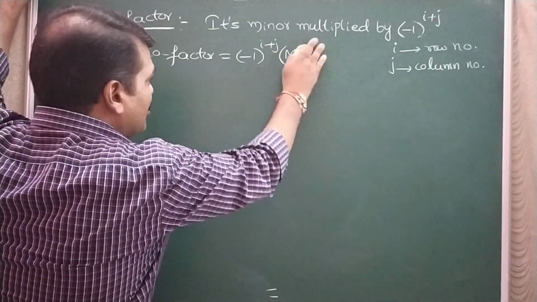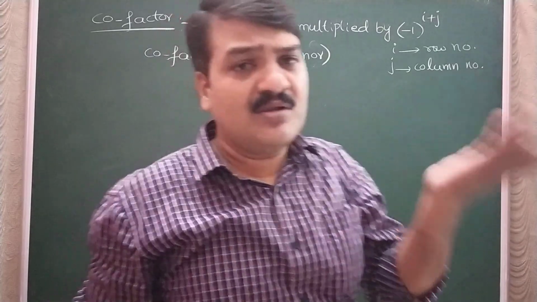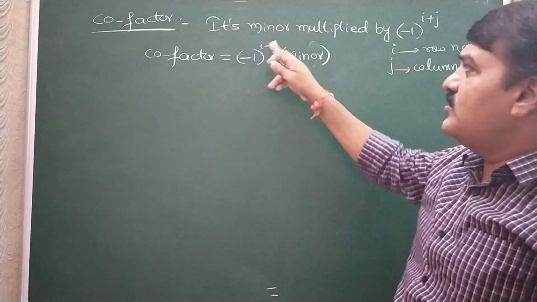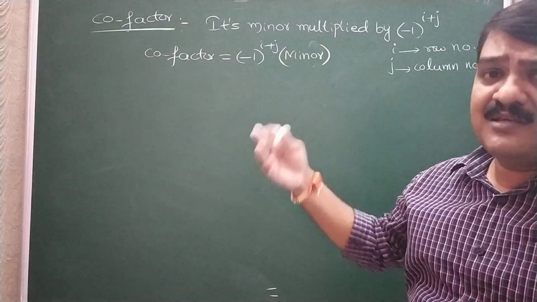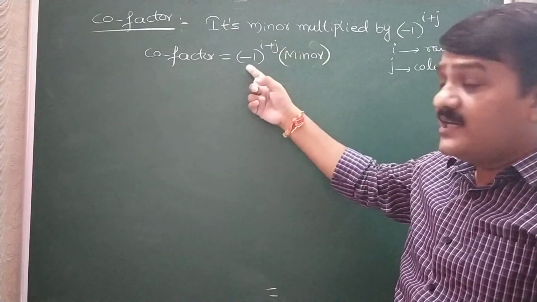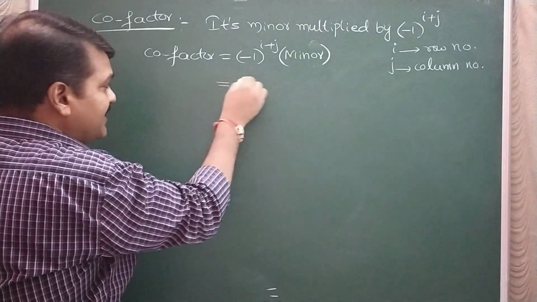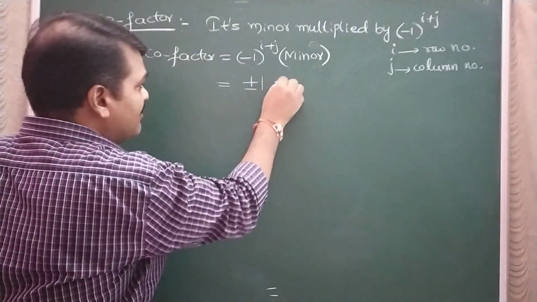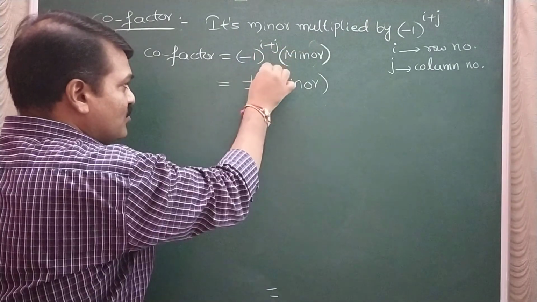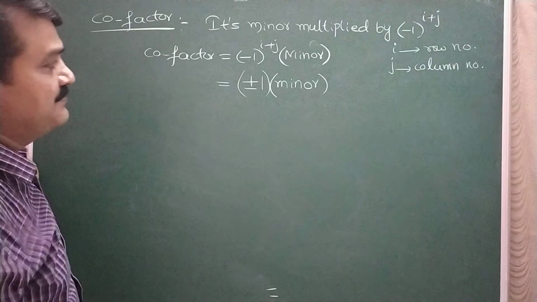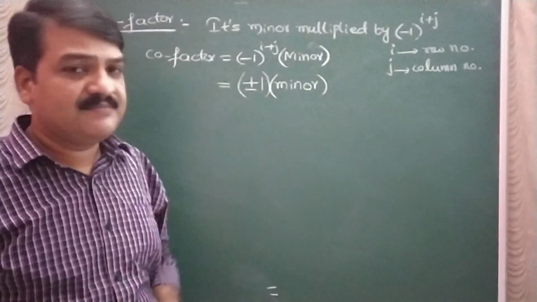And minus 1 whole power i plus j means it is minus 1 whole power either even number or odd number, because i and j are going to be natural numbers only. When power is even, you will get plus 1. When power is odd, you will get minus 1. Therefore, cofactor is always plus or minus its minor. Minus 1 whole power i plus j is going to be plus or minus 1 only. No other value will come for that. So cofactor is plus or minus minor.